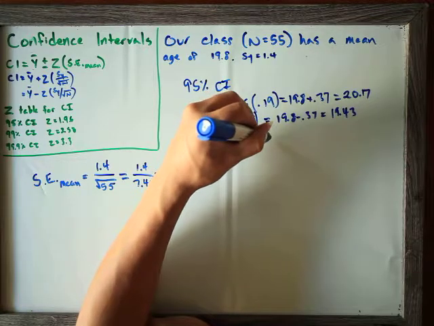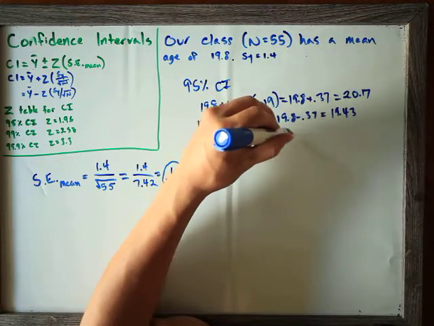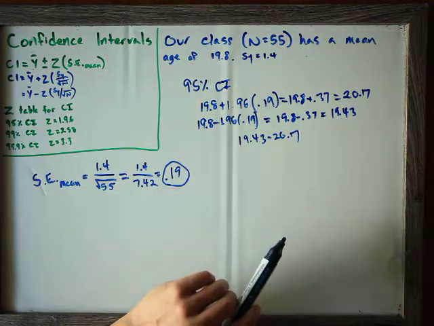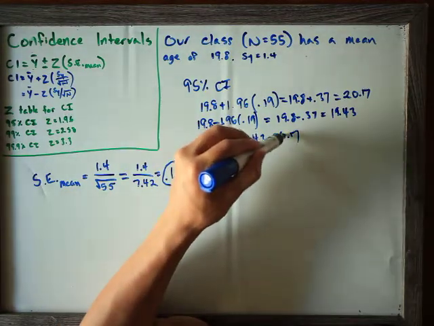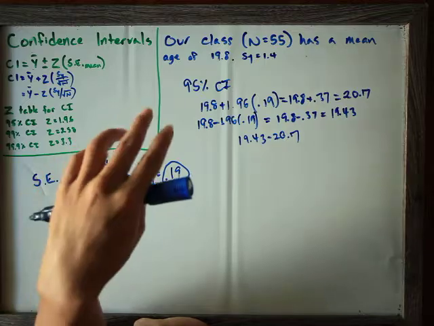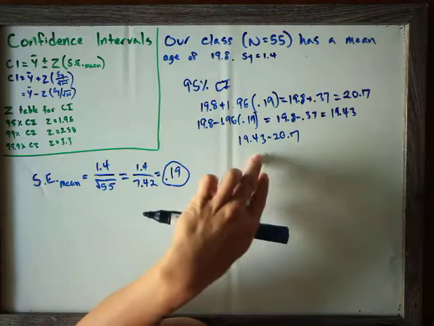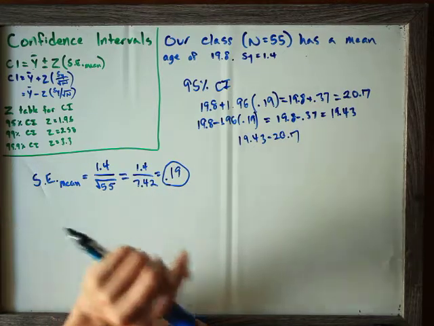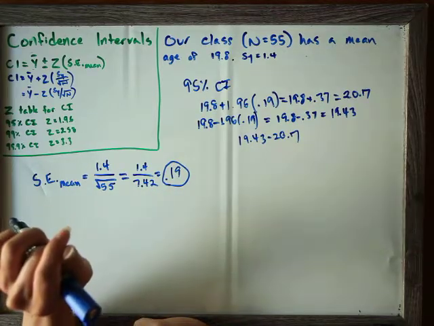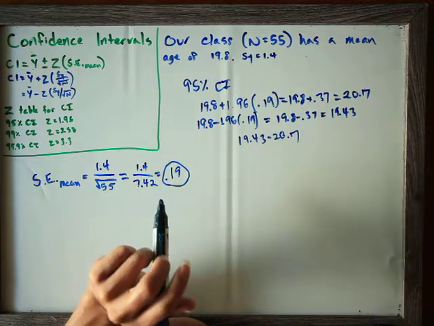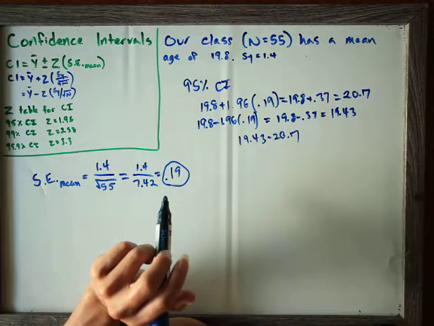So our 95% confidence interval for this data, our best guess of where the population parameter lies, is somewhere between 19.43 and 20.17. Now, in order for this to be an accurate confidence interval, we have to make sure that our sample is a random sample. In this case, our sample isn't a random sample, so we can't be sure that this confidence interval is correct. However, if we did have a random sample, then this would be our best guess at what the population parameter would be.